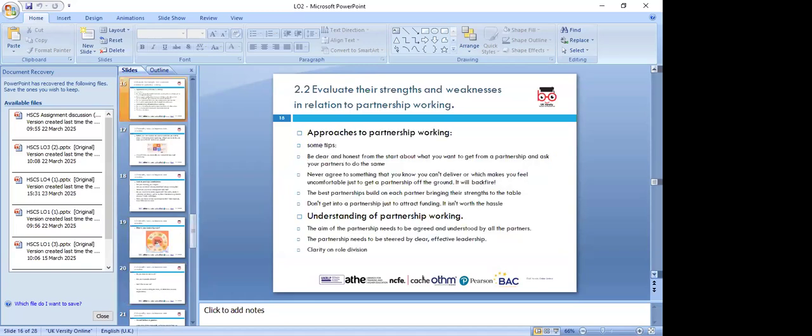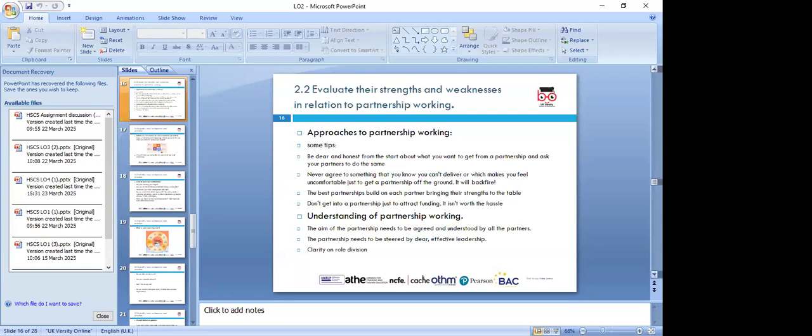Very important. We have to look at approaches to partnership working. You have to be clear and honest from the start. It's very important that from the go, the partners are very clear from the start. There must be clear trust. How much each party should get. If it is 50-50, it must be clearly defined. If it's 70-30, it must be clearly defined. So there's no problem in your development plan. So you don't disagree.